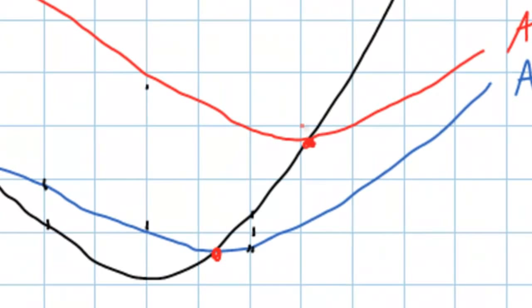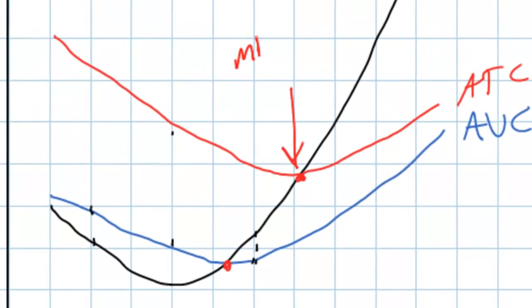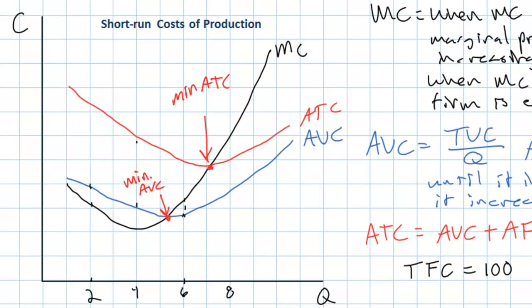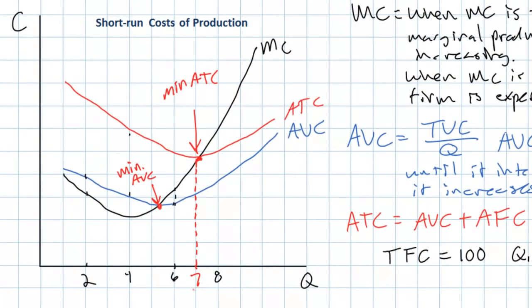So we can put a couple points here and say that these points represent the minimum ATC and the minimum AVC. Now we're getting closer to understanding how a firm can go about maximizing its profits. As we will see in later lessons, a firm's profits sometimes are maximized when its average total cost is minimized. So looking at our firm here, this firm knows that if it produces around 7 units, its average total cost is at its lowest point. So 7 is the cost minimizing level of output.